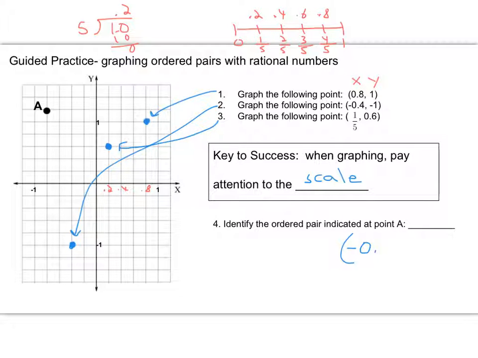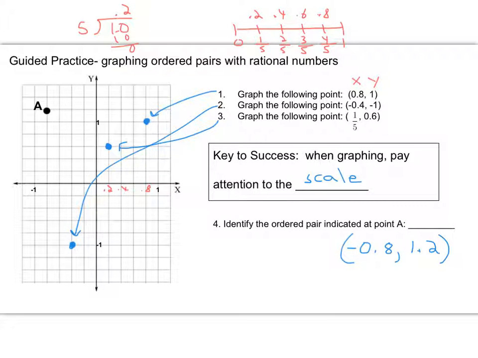Negative 0.8, since I have a little space here. And then, how far up do I have to go from there to get to the y-coordinate? Well, we have all the way up to 1, and then one more space, so that's another 1/5, so it's either 1 and 1/5 or 1.2 to get to the y value. So my y value is 1.2, and again it's positive because I went up. And there's my ordered pair that goes with point A.